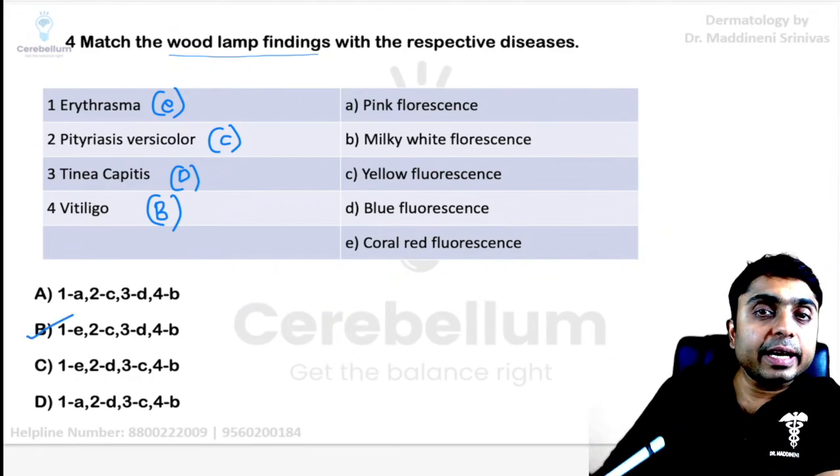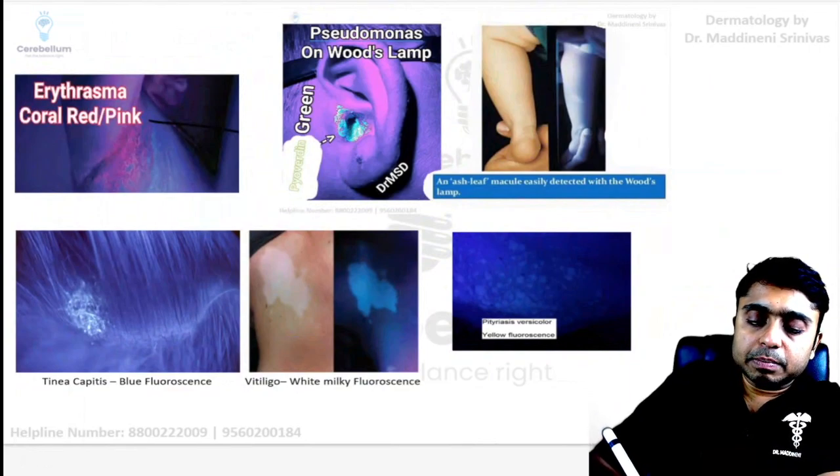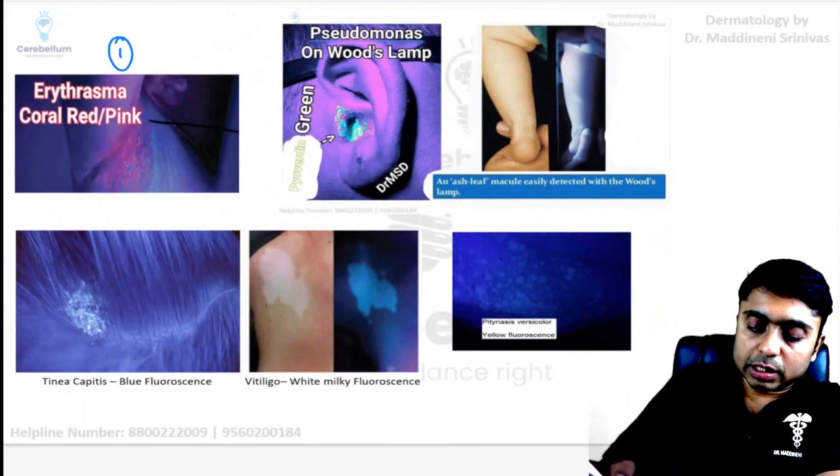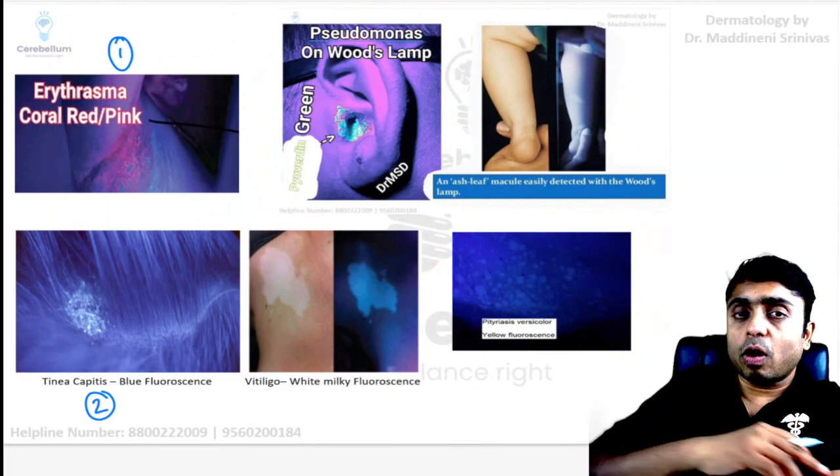So option B is the right answer here. So this is the erythrasma in which we are going to see coral red or pink fluorescence. This is the tinea capitis where we are going to see the blue fluorescence. So these numbers I'm randomly giving, not according to this MCQ.